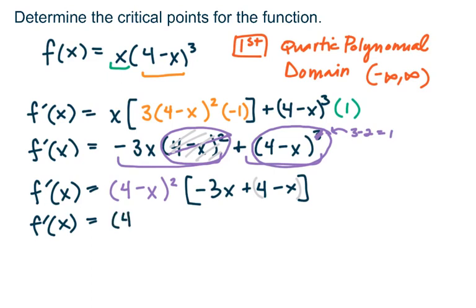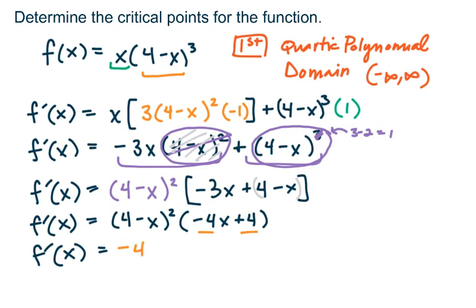We have 4 minus x squared and then negative 4x plus 4. And I can see I could pull a negative 4 out here. F prime of x, I'm going to pull that negative 4 out of that second factor, write it in the front. I've got negative 4 times 4 minus x squared, and when I pull out the negative 4, that leaves me with x minus 1.